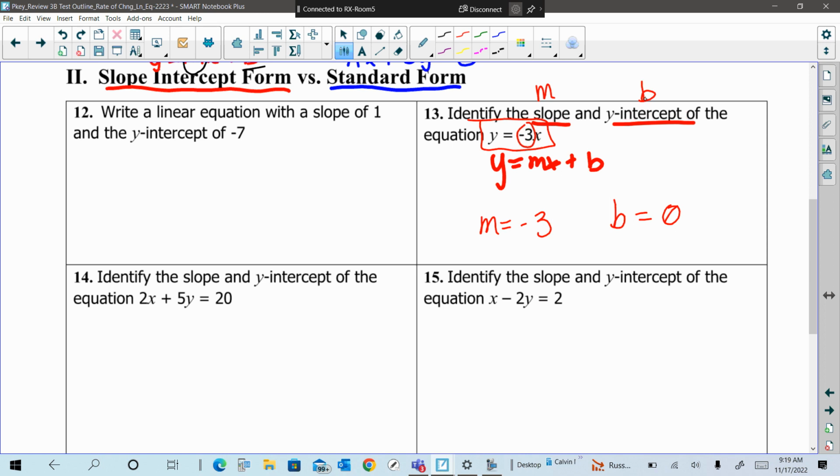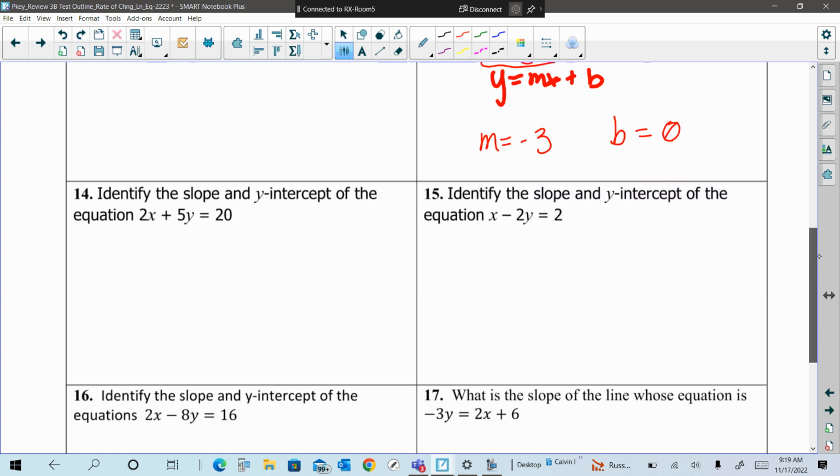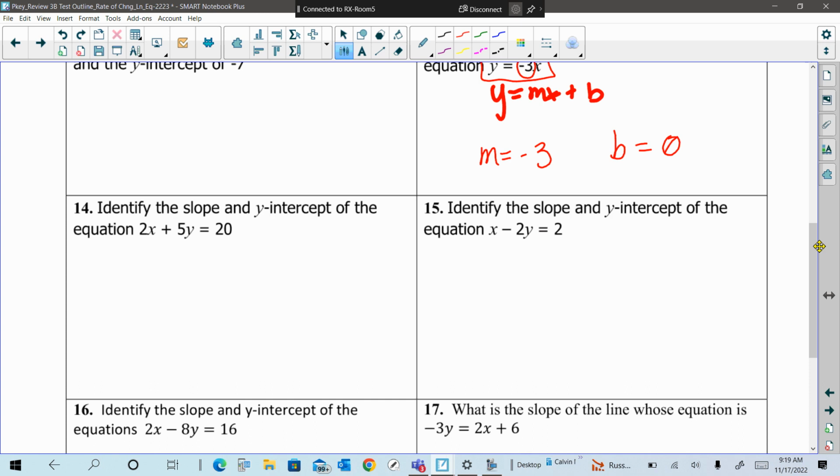On 12, you're supposed to write the equation. Okay, so look at 14. Again, they want us to find the slope, which is the m, and the y-intercept, which is the b. Yep, write it.